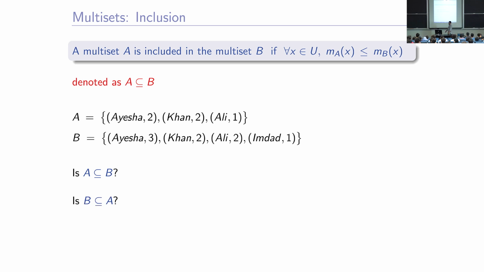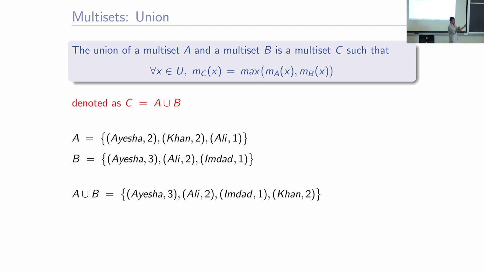Is B included in A? No, because the multiplicity for that is 0. That's one thing, and also look at this, Aisha, 3 is less than or equal to 2 is not true. Yes? And 1 is less than or equal to 0 is not true. Okay? So in this case, it is not true.